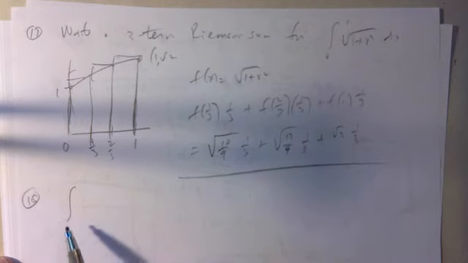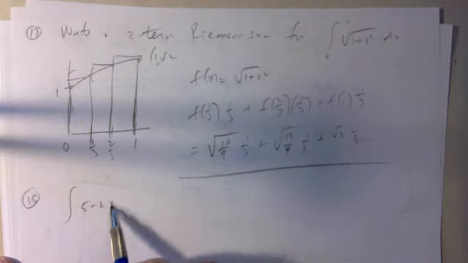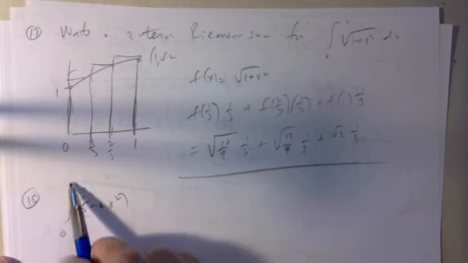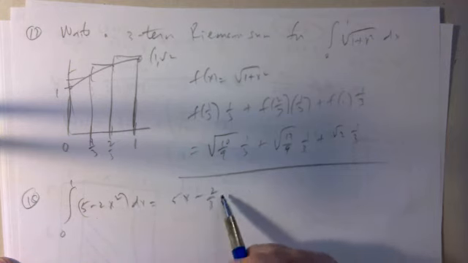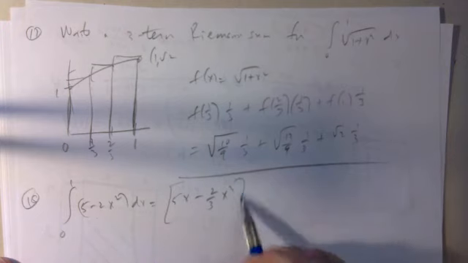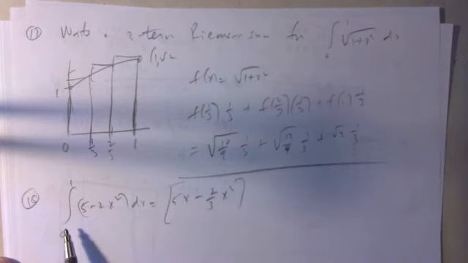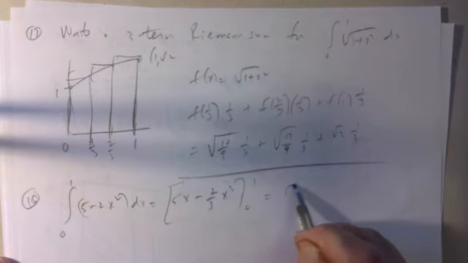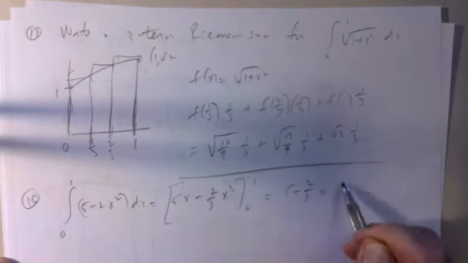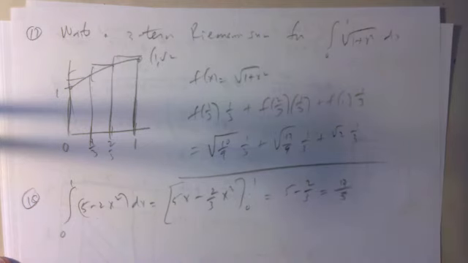To find the area under the curve of 5 minus 2x squared from 0 to 1, you take the definite integral. So the antiderivative of 5 minus 2x squared is 5x minus 2/3 x cubed. Because you differentiate that and you get 5 minus 2x squared. Evaluated from 0 to 1 is 5 minus 2/3. It's 13/3.